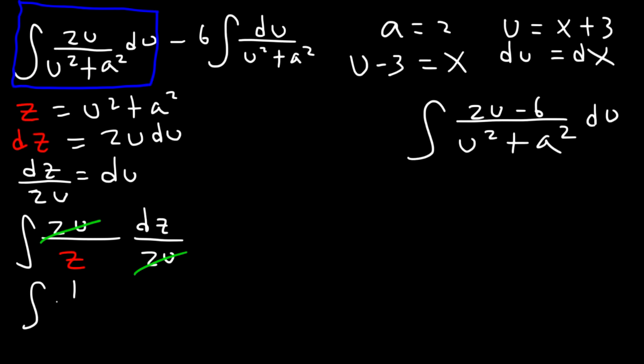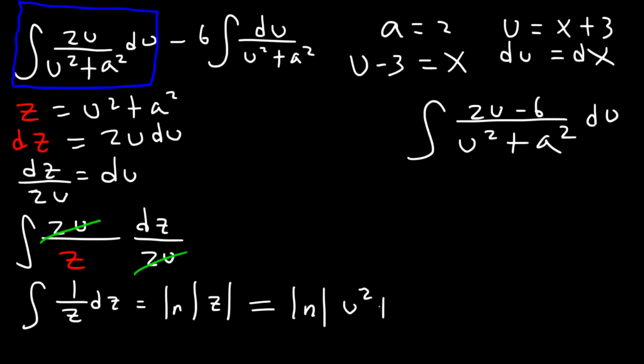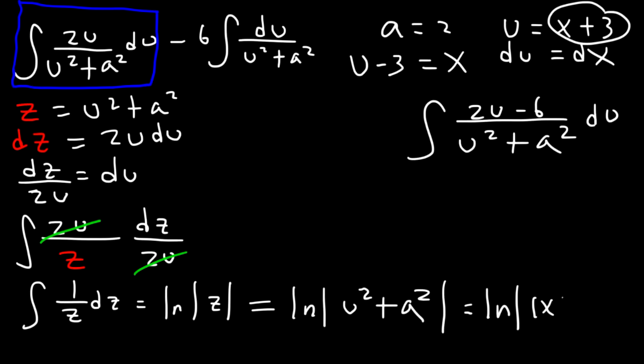So the antiderivative of 1 over z dz is the natural log of z. And now we know what z is equal to. Z is equal to u squared plus a squared. So this is going to be the natural log of u squared plus a squared. And u is x plus 3. So that's going to be ln x plus 3 squared plus a squared. And a is 2, so a squared is 4.